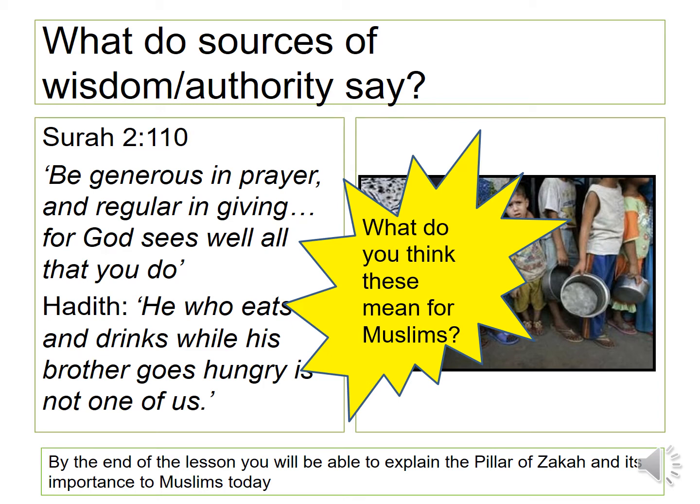The hadith is, he who eats while his brother goes hungry is not one of us. The meaning of that would be, if you have enough food, you shouldn't be sitting there, being rich, having lots of food, being okay yourself and not helping those around you. You can't really be a true Muslim if you're not helping others when you've got extra money, extra food or whatever to help other people. You can't be a Muslim and look after yourself and be rich and have a great life if you're allowing others around you to go hungry and suffer when you could actually help them.